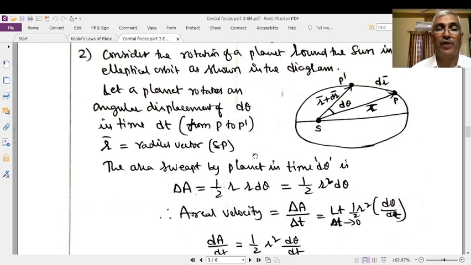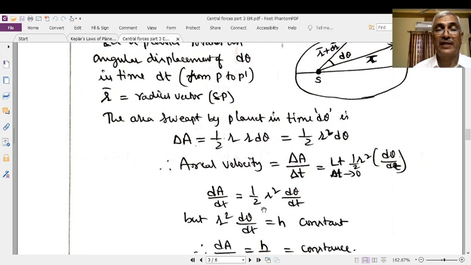Now, the area covered by the planet. The total area covered by the planet in d theta is half base into height. Half into base r, height is dr, the length of the arc, which is equal to radius into angle, that is r d theta. Therefore, the area is half r square d theta.